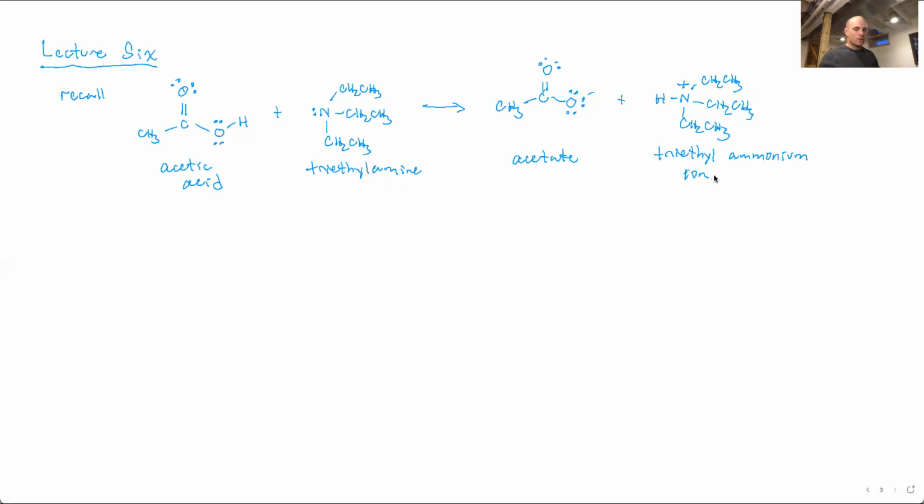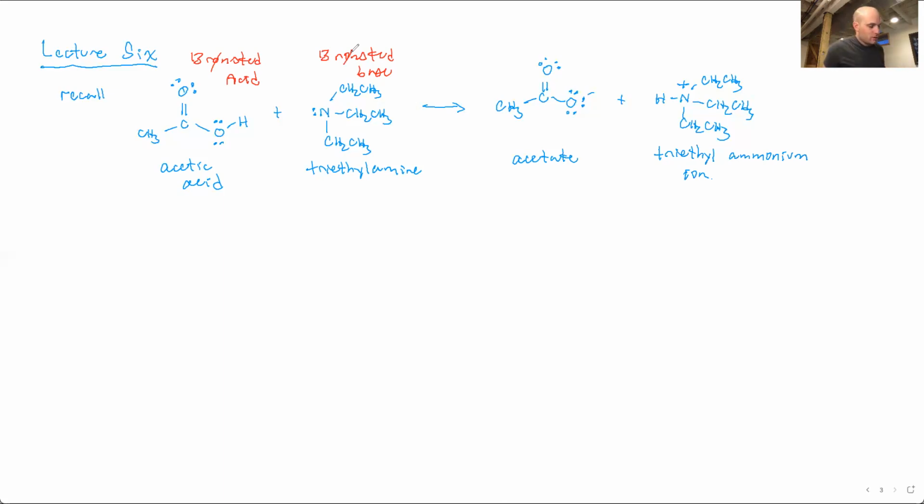Okay, and so we said before, this is an example of a reaction between a Bronsted acid and a Bronsted base. And the Bronsted acid is going to be the acetic acid. And the Bronsted base is going to be the triethylamine.